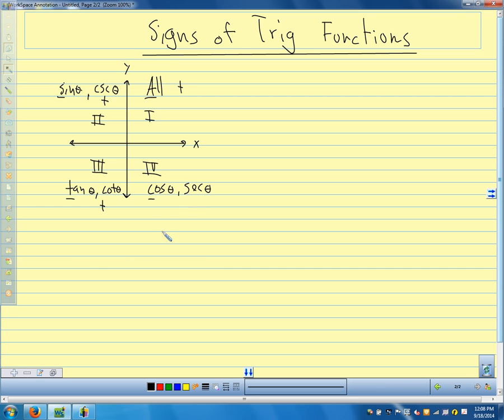And the acronym, I never learned acronyms. My teachers were always about thinking about how things worked rather than acronyms, but "All Students Take Calculus" is one way to think of it. There are a bunch of them. So questions on our quadrants and our positive and negative. You might want to add that to your radian snowman if it helps you think about it.